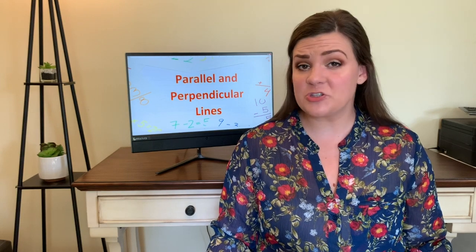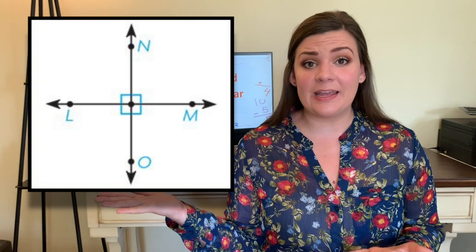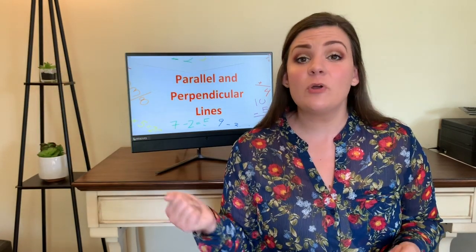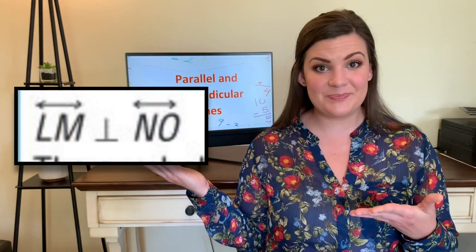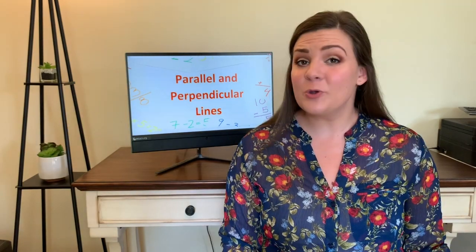If we needed to describe these lines, what would we say? We would say that line NO is perpendicular to line LM. If we wanted to write that information down, it would look a little something like this. This symbol means perpendicular.